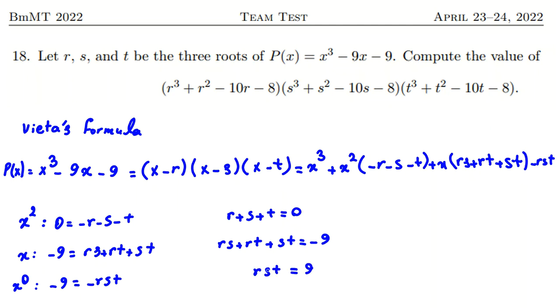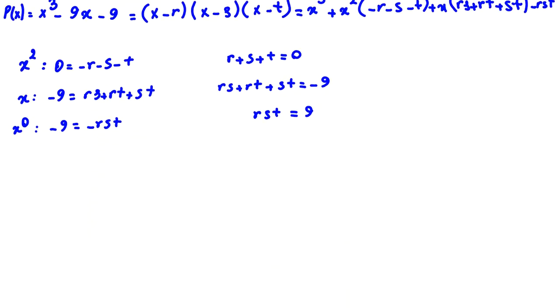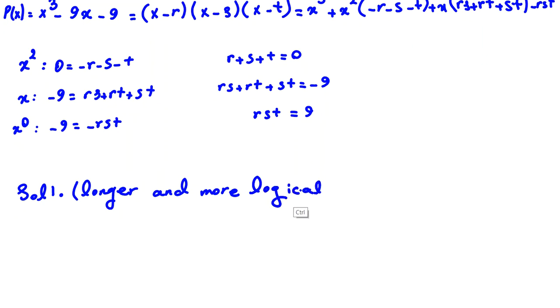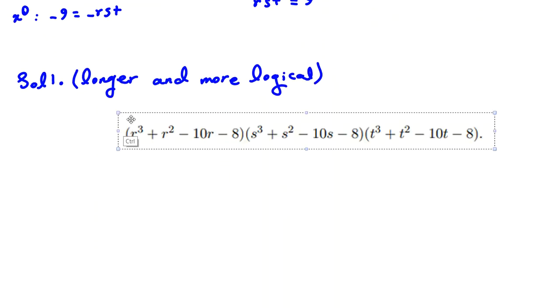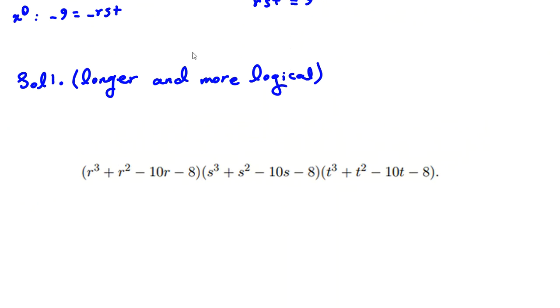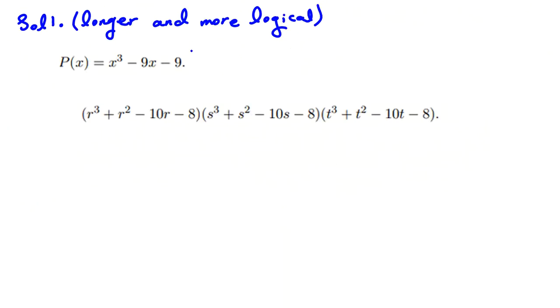Okay, now let's focus on calculating the thing we want. Solution number one is longer than solution number two, longer and more logical. For solution number two, you should use something creative, then you can solve faster. So here the thing we want to calculate is this, and our polynomial is this.